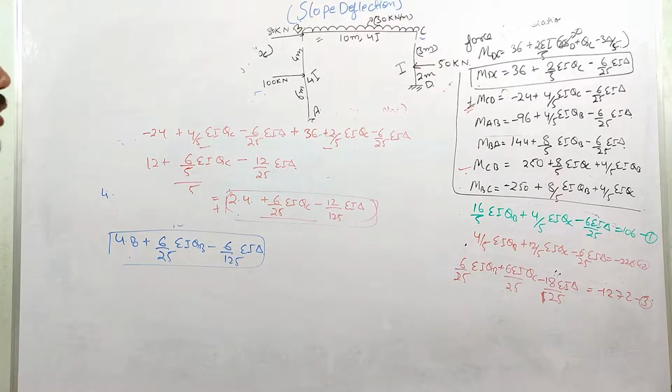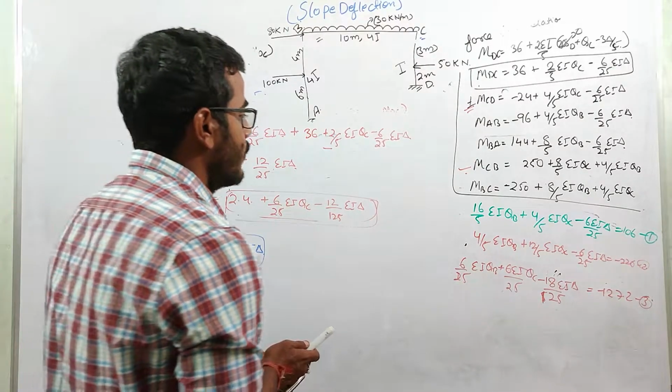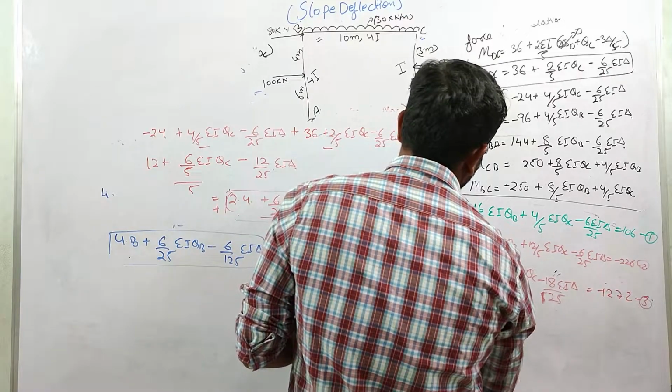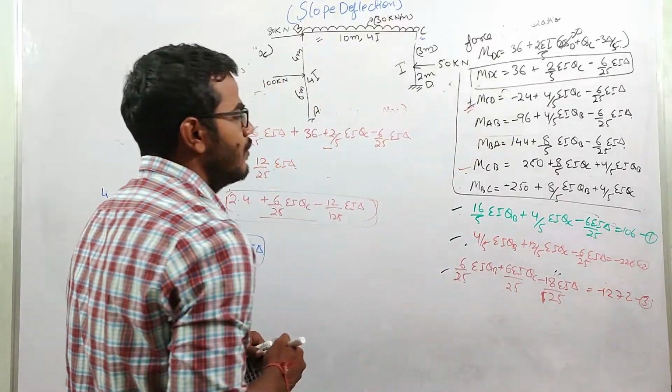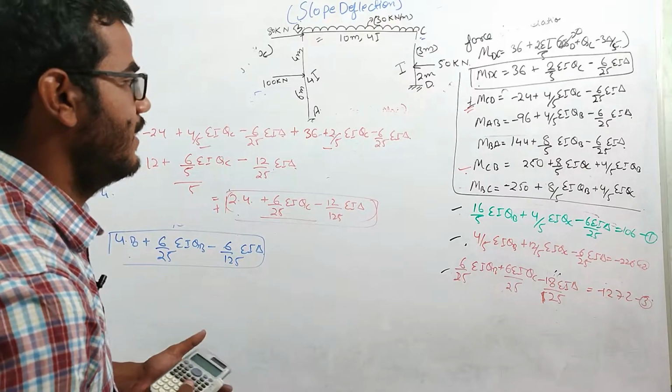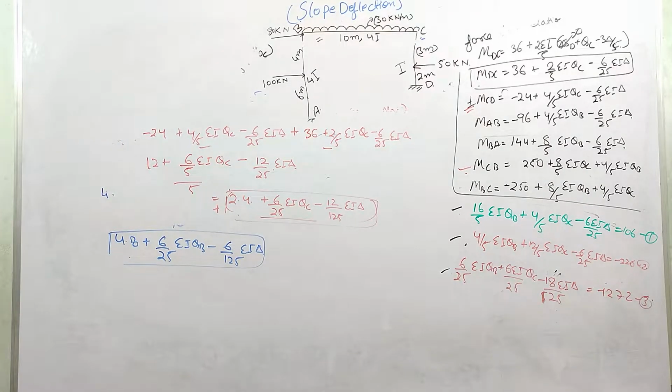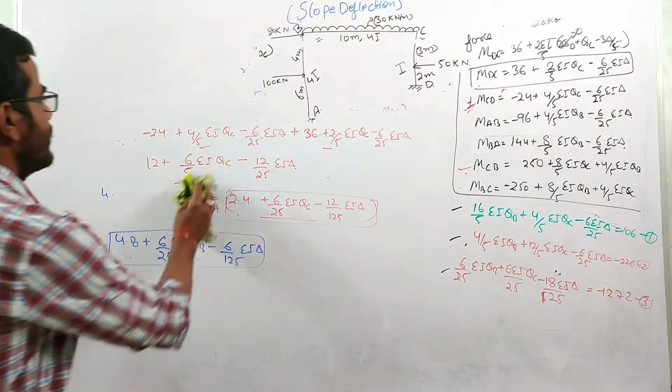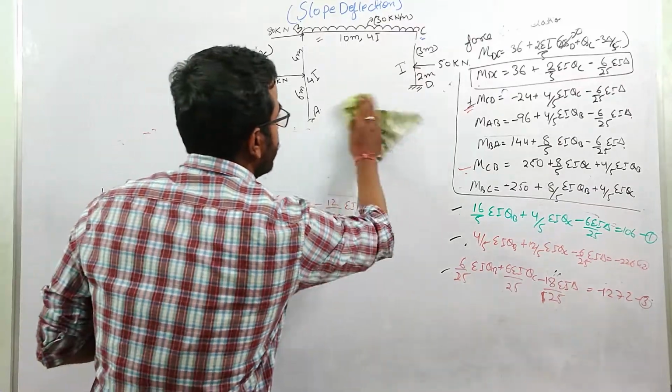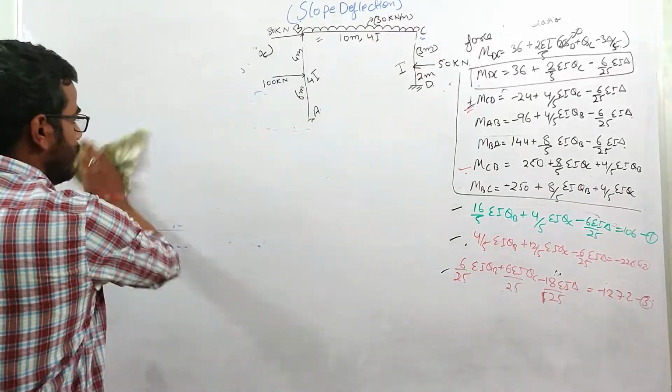Okay guys, so now we have the 3 important equations. With the help of these equations we can find the value of theta B, theta C and delta. So now let us find the value of theta B, theta C and delta.